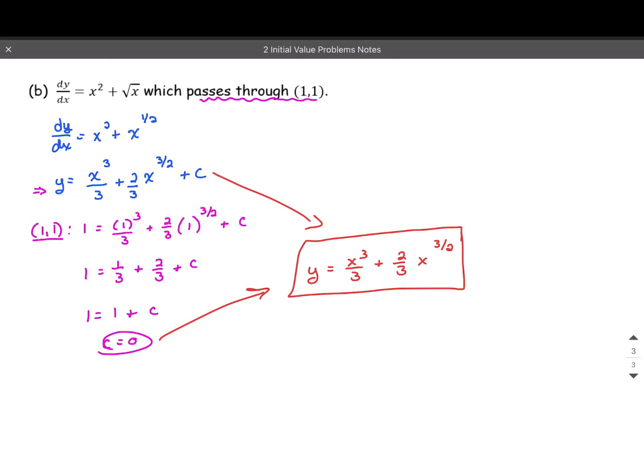So remember, initial value problems, we start off exactly the same as we do for an antiderivative. We find the general solution to the differential equation, but then we take the point that we were given in the original problem that we know the particular solution has to pass through. We substitute in values of x and y and solve for c. Do not forget to plug that c value into your antiderivative to give me your final answer.